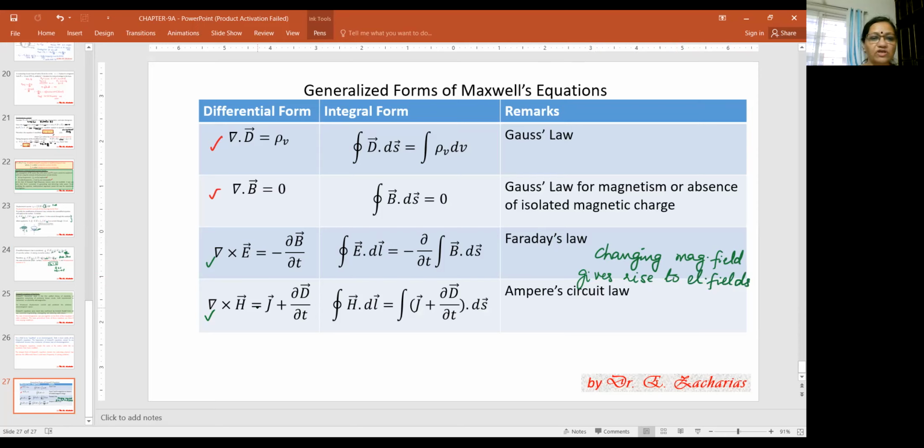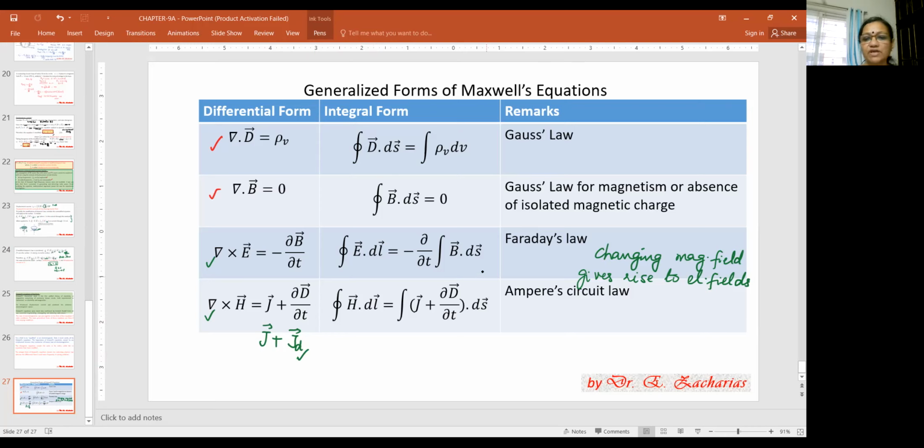Now let's come to the 4th equation, which is Ampere's circuit law. Initially the original Ampere's law was del cross H is equal to J. But now it has got modified. It is J plus JD, where JD is dou D by dou t. So this is the extra thing that has come, the concept of displacement current.